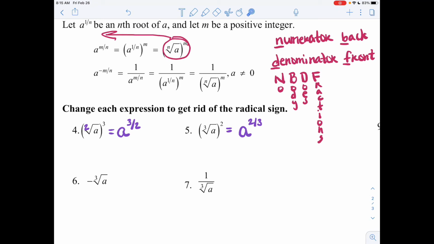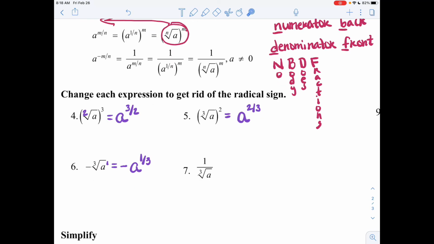If we have a negative out in front, then we just simply carry that along for the ride. So we will have a negative. This a is actually just raised to the first power because we don't have a power on it. So if it's just no power shown, then it's that implied 1 exponent. So we can say that this is negative a raised to the 1 over 3 power.